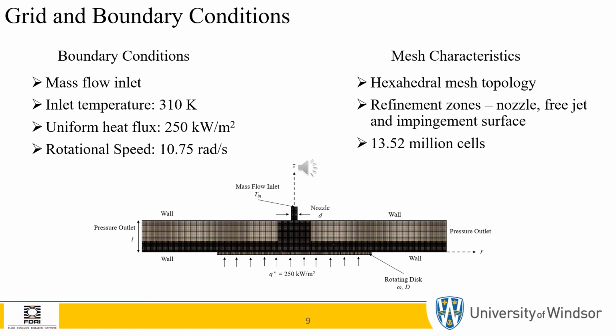A hexahedral mesh topology is used to generate the mesh. In total, there are around 13 million cells. Refinement zones include the nozzle, the free jet region, as well as near the impingement surface. These regions are expected to have large velocity and or pressure gradients, which require a very fine mesh in order to capture. Therefore, the mesh was refined in these zones.